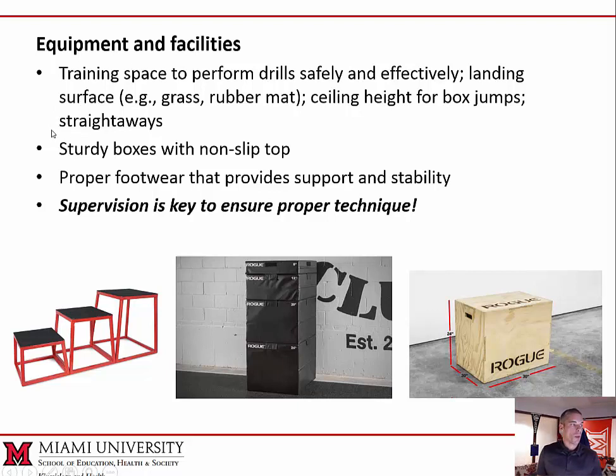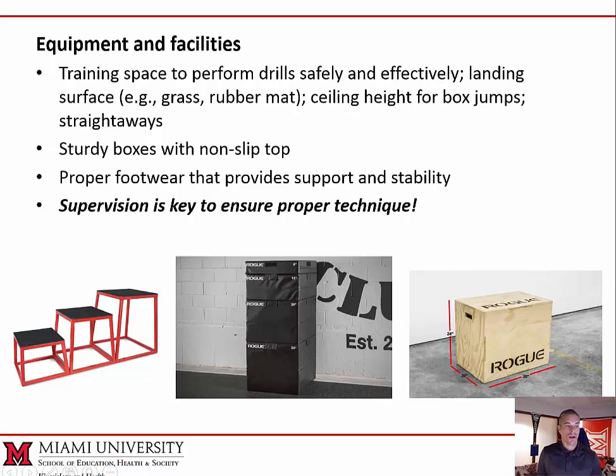If we're doing anything with a box, we want to make sure we use a sturdy box with a non-slip top. Here's some examples down here of various boxes and platforms with a non-slip top in various heights. And here you see some from Rogue of the kind of a padded box ranging in height from 6 inches upwards to 24 inches, and they can be stacked on top of one another.